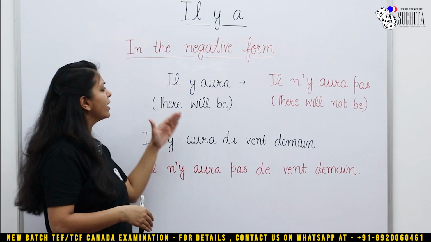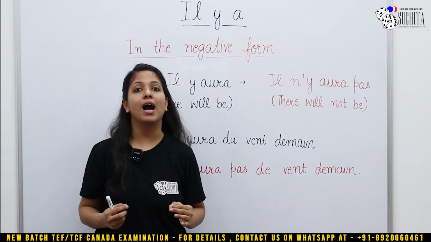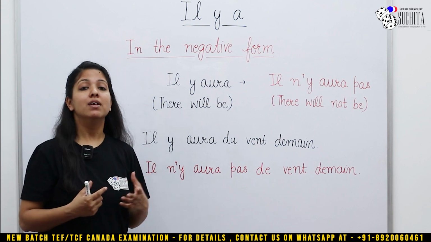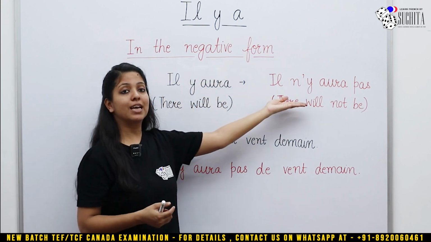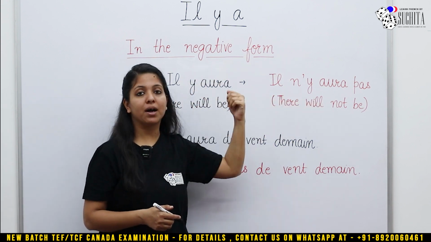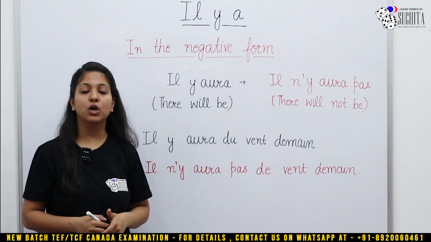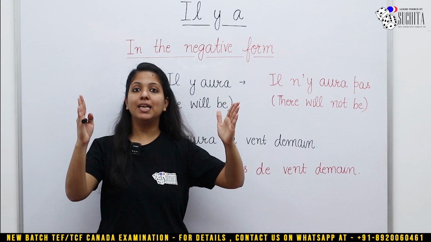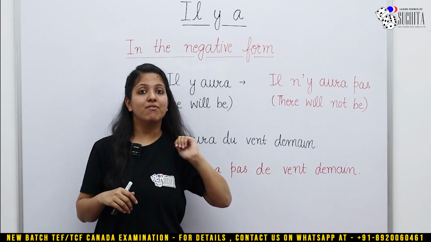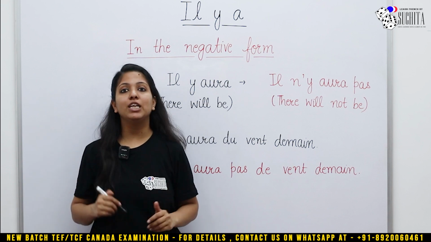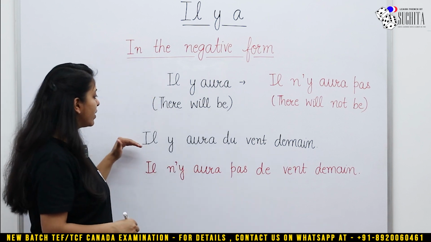Okay, let's now look at the future tense. Il y aura, which means there will be. Negative is il n'y aura pas. There will not be. Okay, so il y a, il n'y a pas. Il y avait, il n'y avait pas. Il y aura, il n'y aura pas. So let's look at an example.